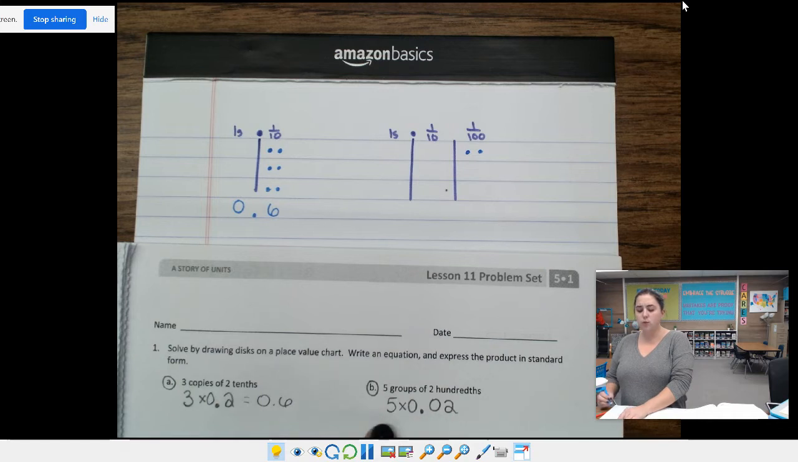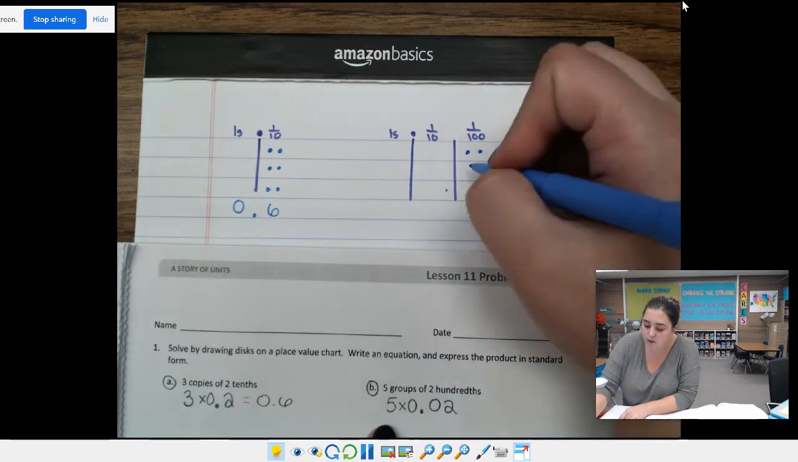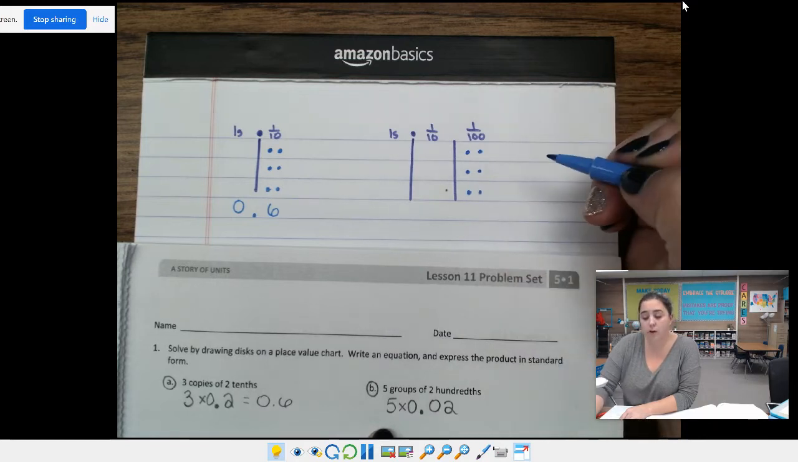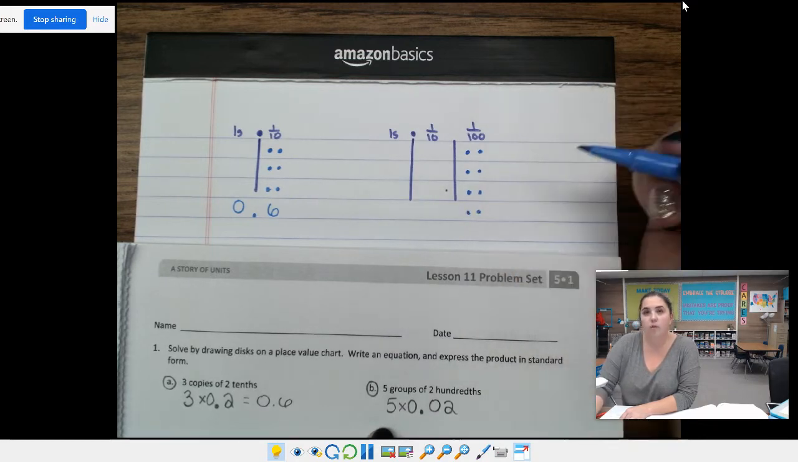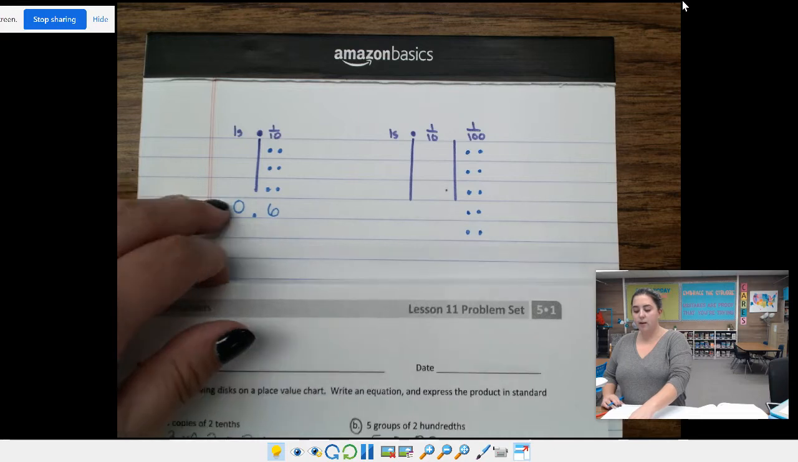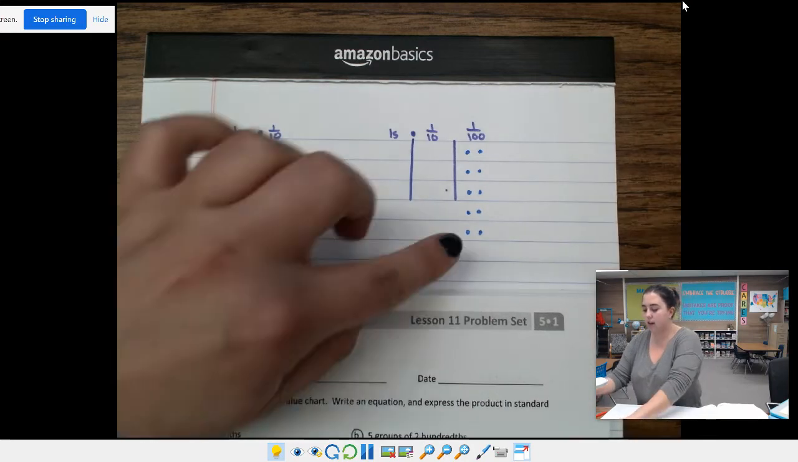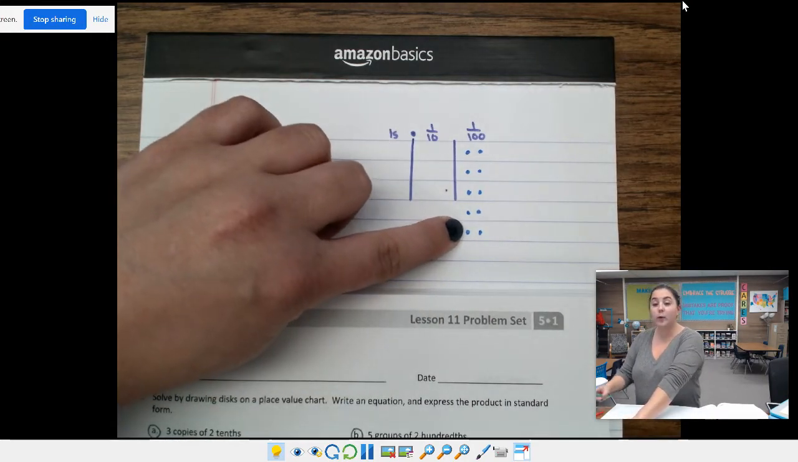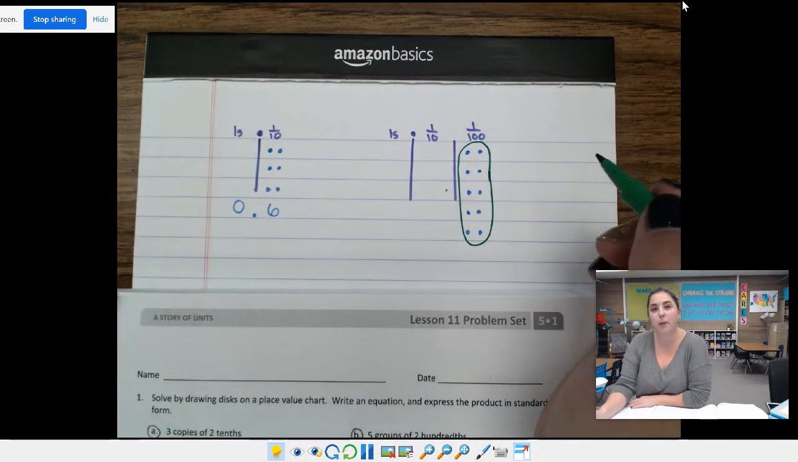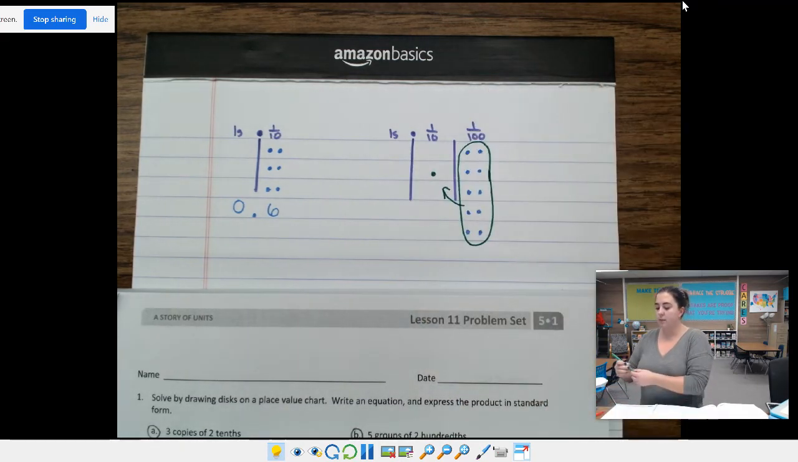How many groups do I need? Right now I have 1 group. I want 5. So here's 1 group, 2 groups, 3 groups, 4 groups, 5 groups. Now if I'm counting up, I have a total of 2, 4, 6, 8, 10. Remember, when I hit 10, I need to regroup. I'm going to take all 10 of those, like 10 pennies, and I'm exchanging them for 1 dime.